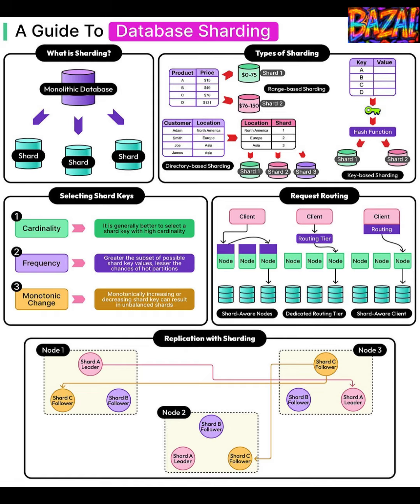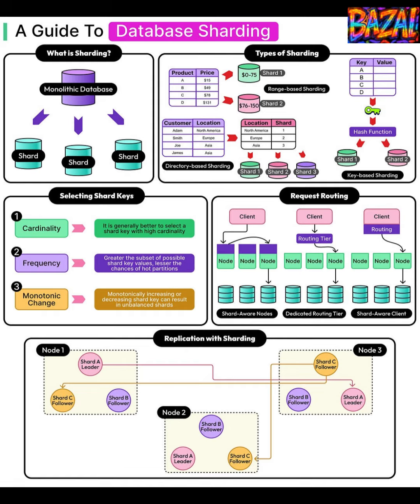Directory-based sharding uses a lookup service that maps attributes like region or tenant to specific shards. This approach is highly flexible and allows dynamic rebalancing, but it introduces an additional dependency. If the directory becomes slow or unavailable, the entire system is affected. In practice, large-scale systems often combine multiple sharding strategies to balance performance, flexibility, and operational complexity.